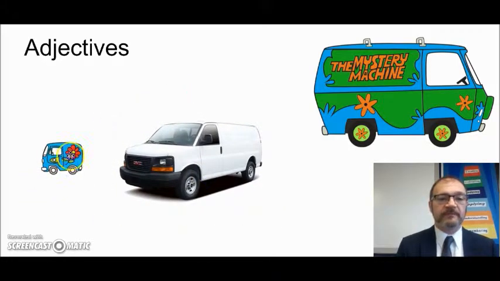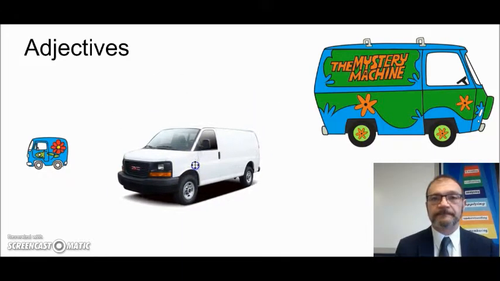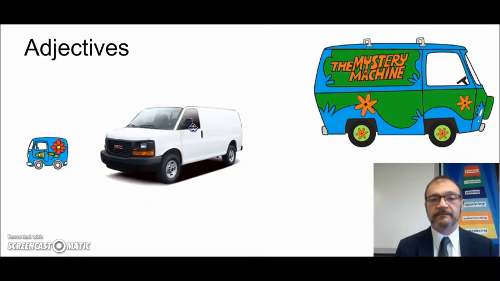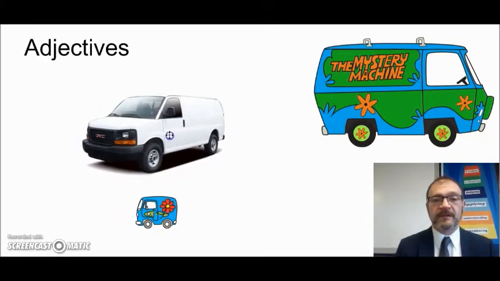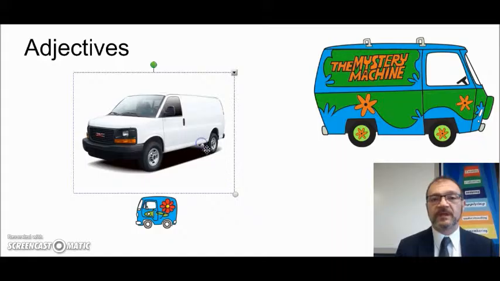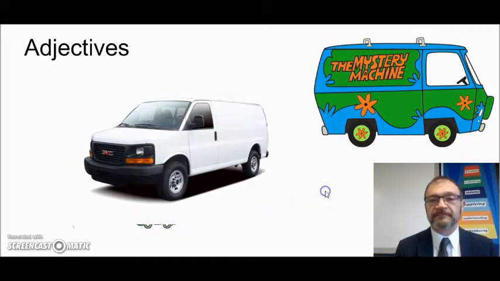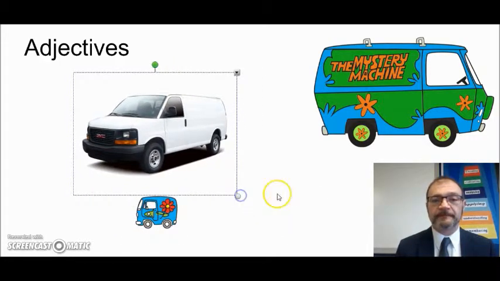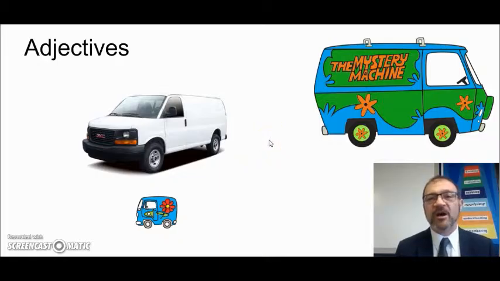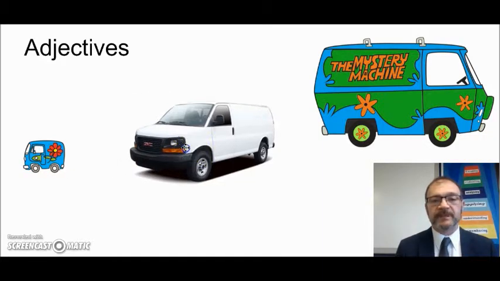So this van is smaller than this van. This van is bigger than this van. If there was a crash, it wouldn't take too much imagination to see which van is going to be squashed, because the bigger van wouldn't do a lot of damage to the smaller van. So we're using that ER ending to show the relationship between the two. This van is smaller, this van is bigger.